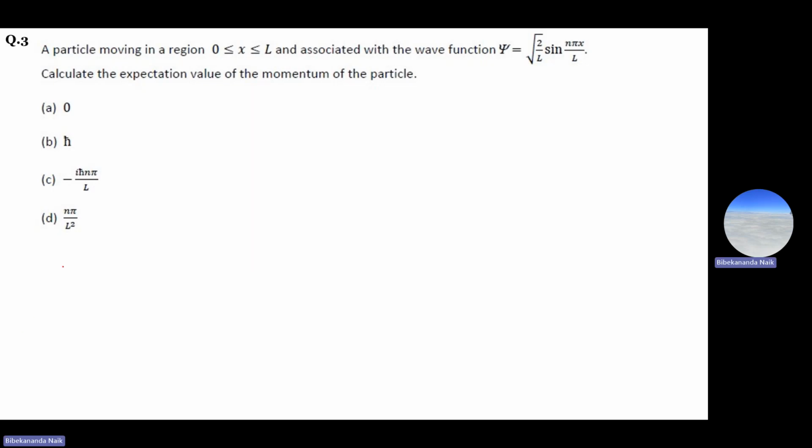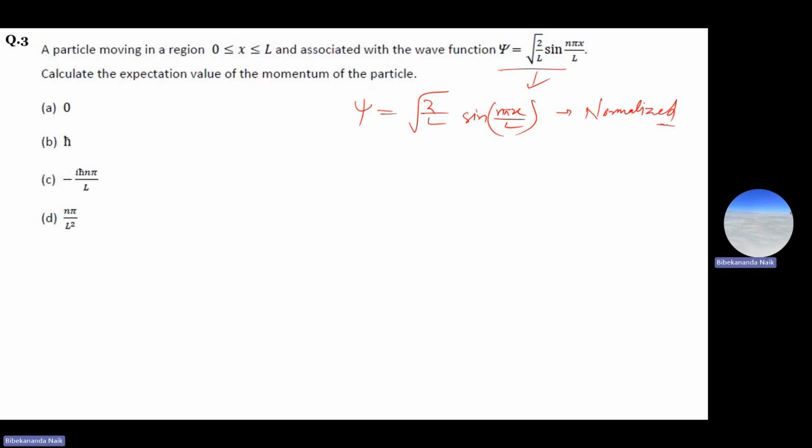Let's solve this question. The wave function is given and we need to find the expectation value of the momentum. This wave function is for a particle in a one-dimensional box, because the form of the wave function is root of 2 by L sin n pi x by L. Since this wave function is normalized, we don't need to normalize it.